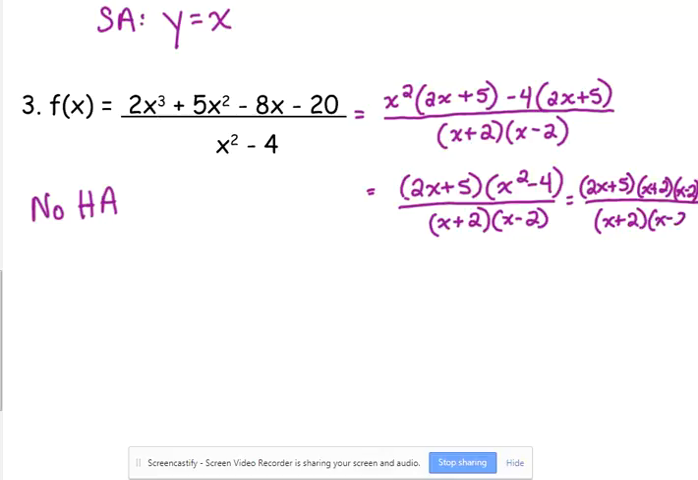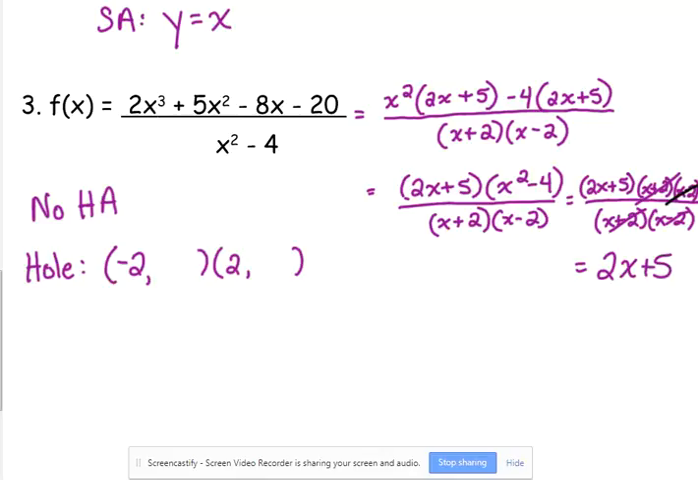So this one, we finally do have one with some holes. Let's see here. Where do we have holes? We have one at negative 2 something and positive 2 something because x plus 2 and x minus 2 cancel. 2x plus 5 is our simplified function. So when we plug in negative 2, 2 times negative 2 is negative 4. Negative 4 plus 5 is 1. When we plug in positive 2, 2 times 2 is 4. 4 plus 5 is 9. So there are our two holes.